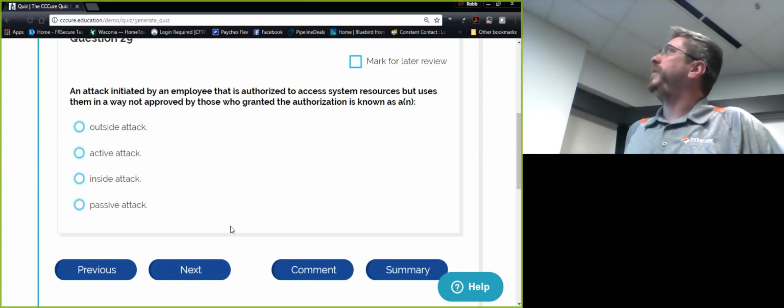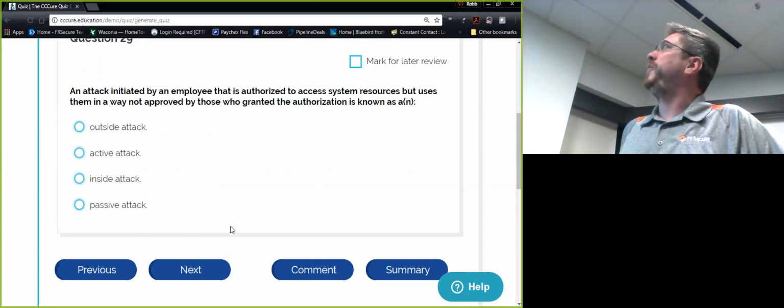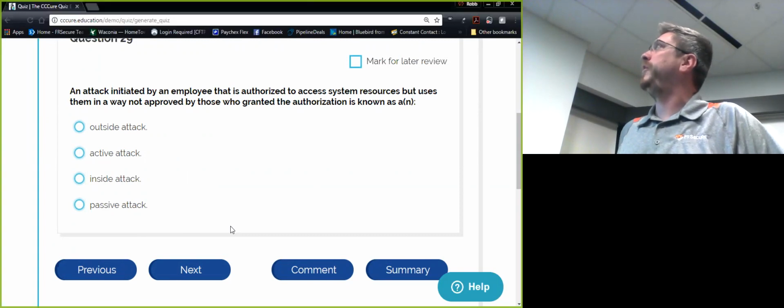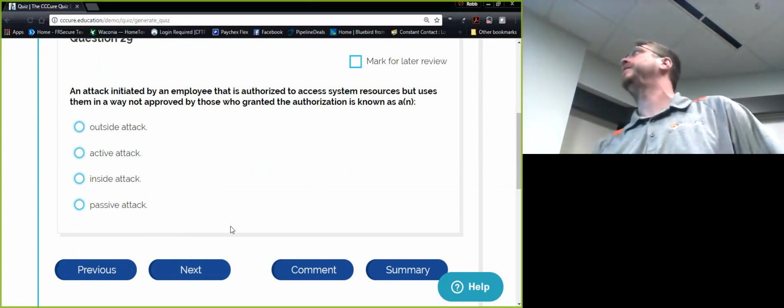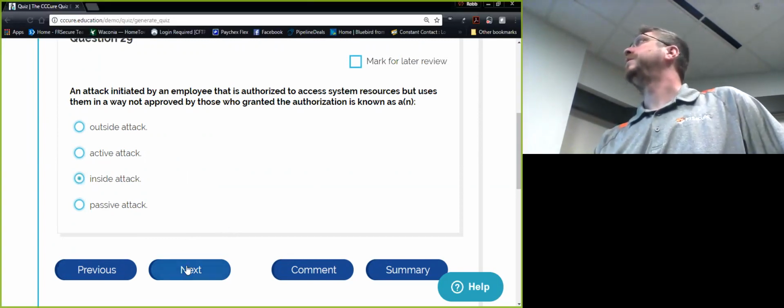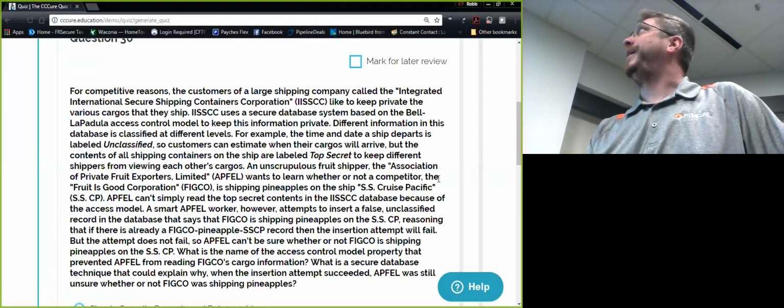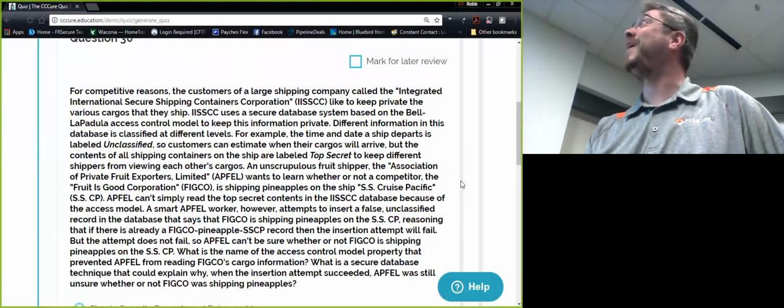An attack initiated by an employee that is authorized to access system resources but uses them in a way not approved is known as an outside attack? No. Active attack? No. Inside attack? Holy God, I am not reading this.